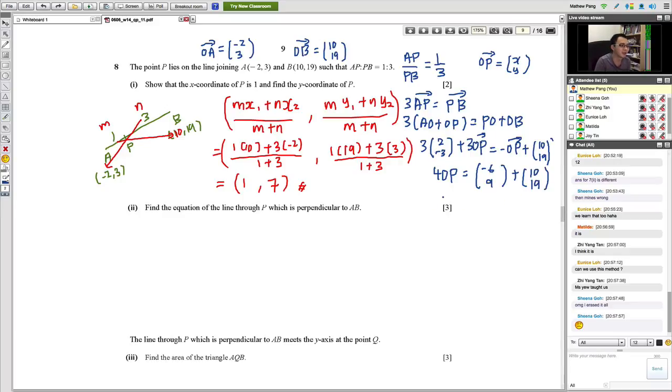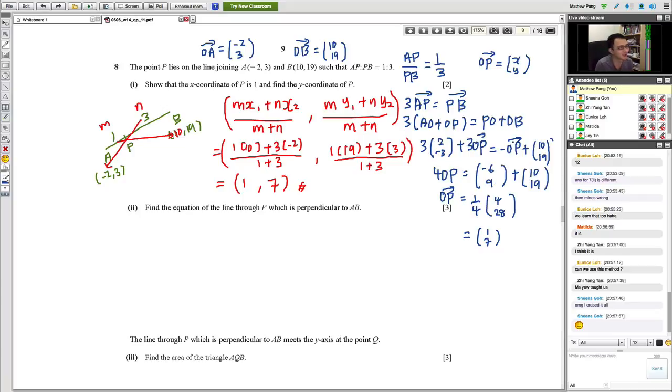Okay, so OP will equal 1 over 4. And this one, negative 6 plus 10 is 4. 9 plus this one is 28. So therefore we get the coordinate OP, 1 over 4 multiple of both is... See? What am I doing? Not 0 and 7. I mean 1 and 7. It's 1 and 7. So you see, actually we get the same coordinate using the vector.